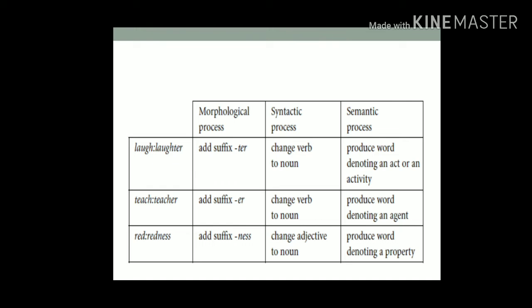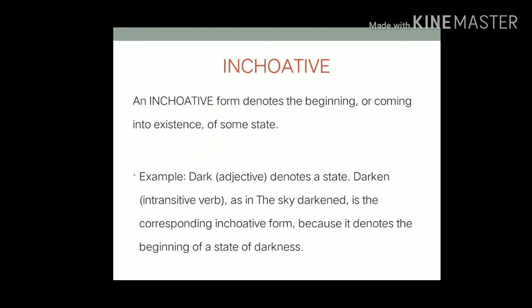So the next part we will learn about the inchoative first. Okay, what is inchoative? An inchoative form denotes the beginning or coming into existence of some state. For example, in this slide we can see that dark, an adjective, denotes a state. Darken, an inchoative verb, as in 'the sky darkened', is the corresponding inchoative form because it denotes the beginning of a state of darkness.